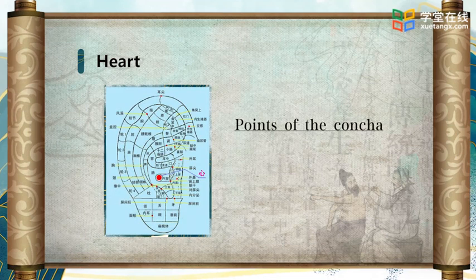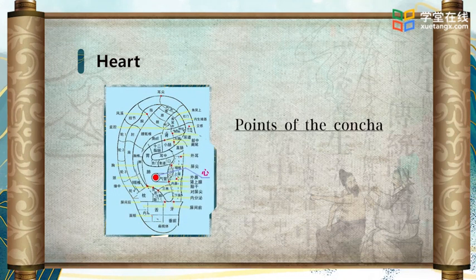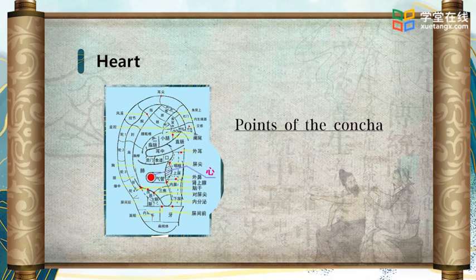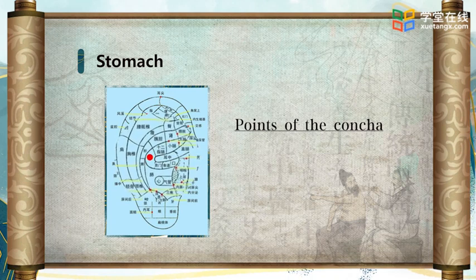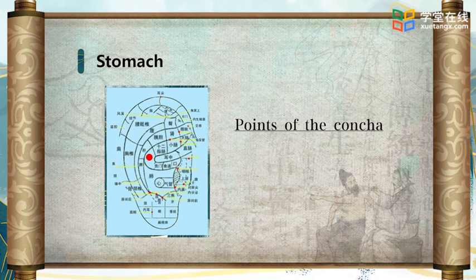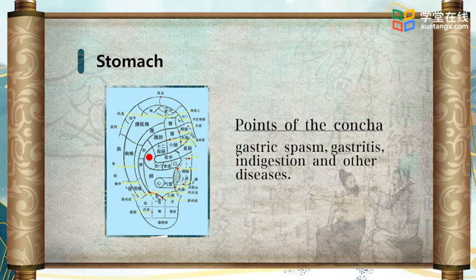The heart point belongs to the concha. It is at the center of the depression of the curved concha. The indications of this point are angina, arrhythmia, neurasthenia, and others. Another point which belongs to the concha, we call it stomach. It is located at the end of the helix crus. It can treat gastric spasm, gastritis, indigestion, and other diseases.